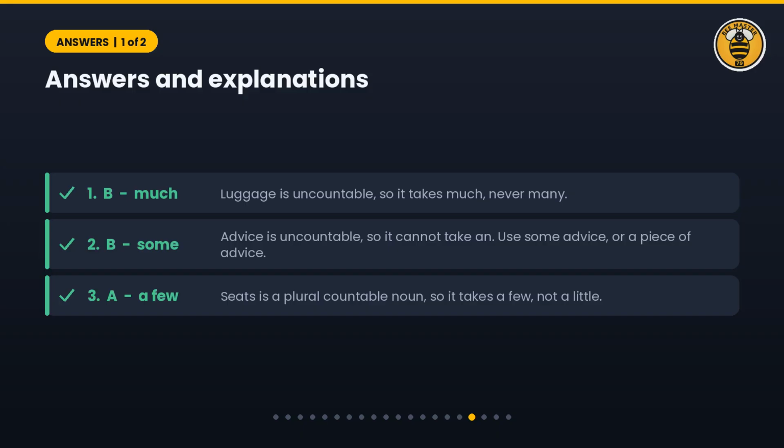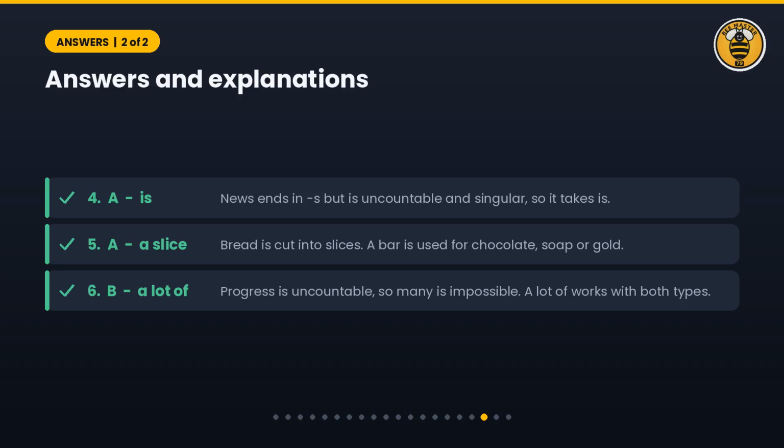Question 3. The answer is A, a few. Seats is a plural countable noun, so it takes a few, not a little. And the last 3. Question 4. The answer is A, is. News ends in an S, but it is uncountable and grammatically singular, so it takes is.